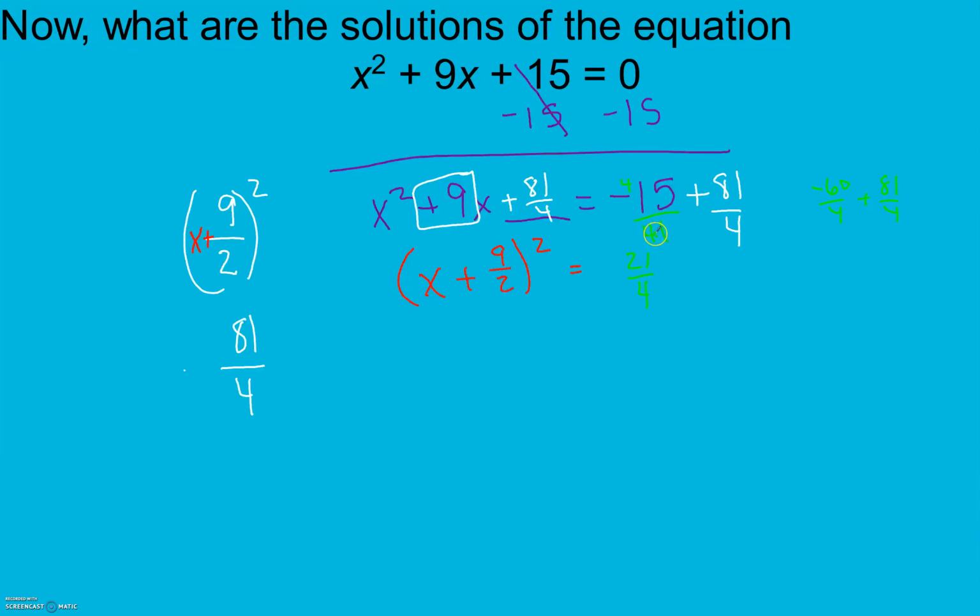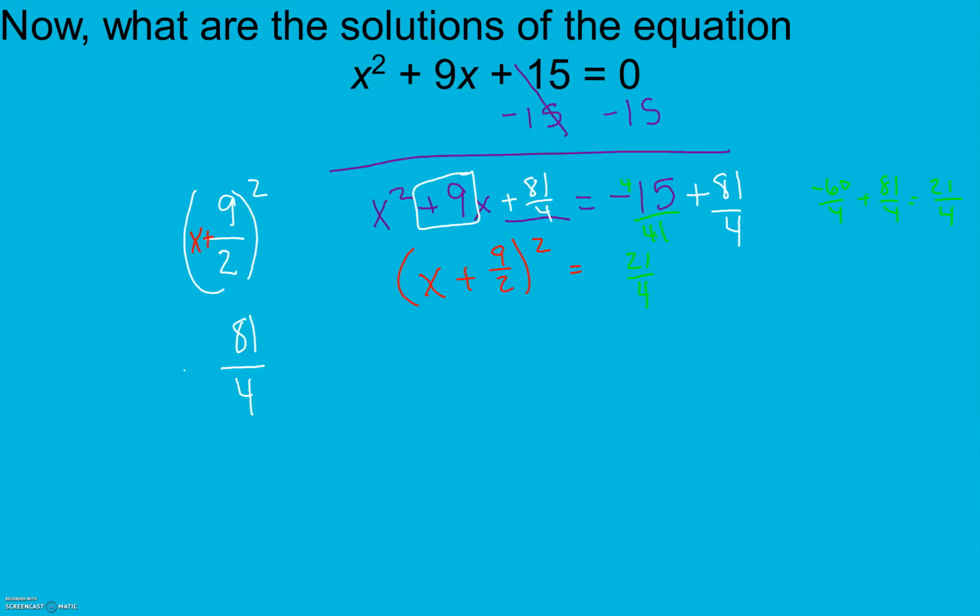And again, that's because I got my common denominator. I write 15 over 1 to make it a fraction. Common denominator is a 4. So to multiply from 1 to 4, I have to do the same to the top, which gives me a 60. So negative 60. Now that I have a common denominator, I keep my denominator, add across the top, and I get 21 over 4.